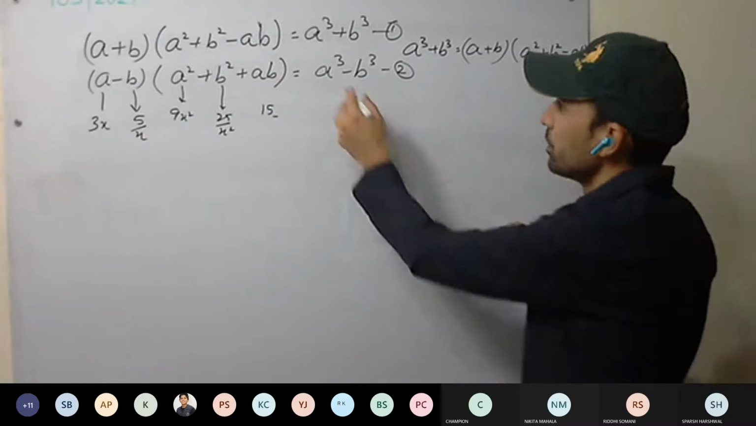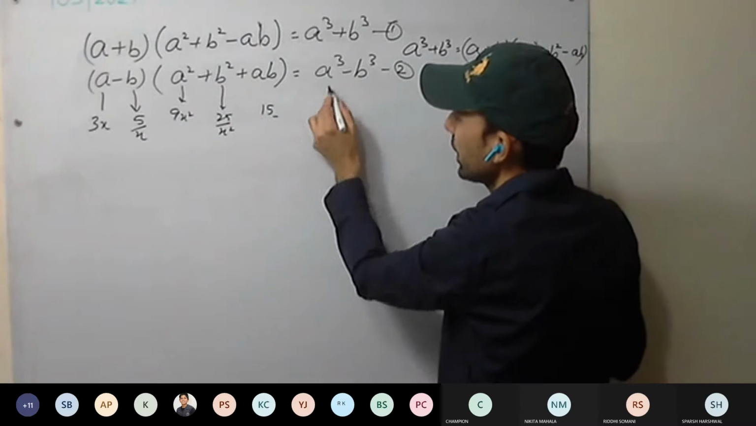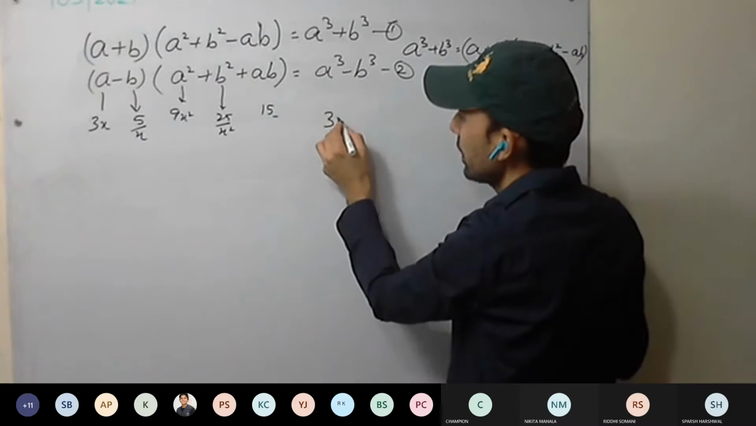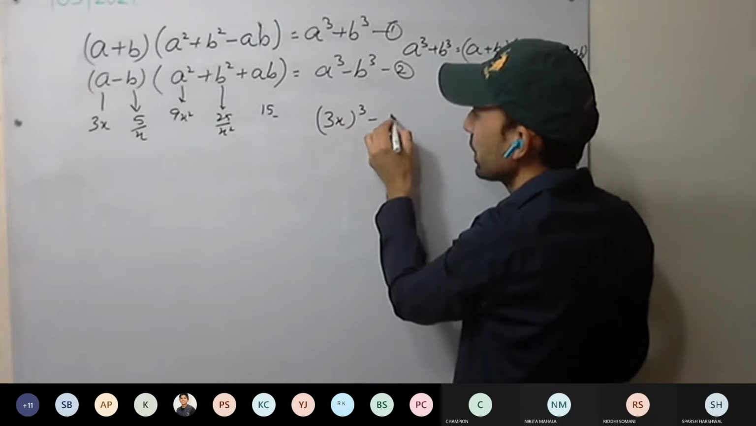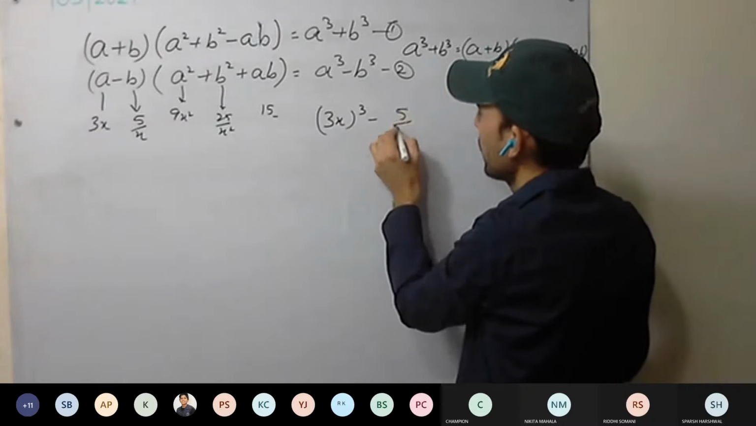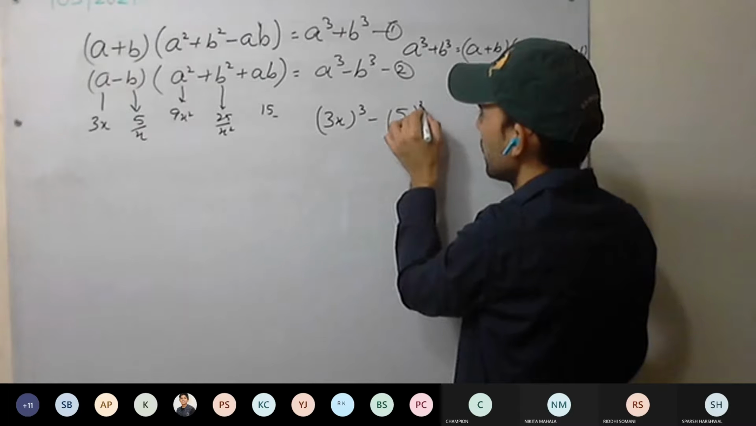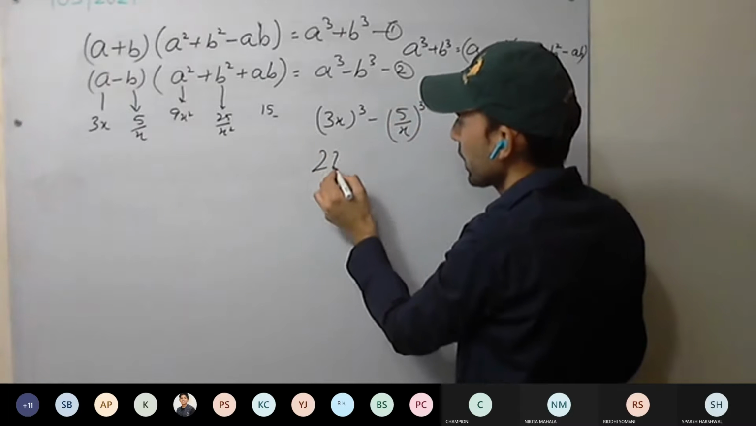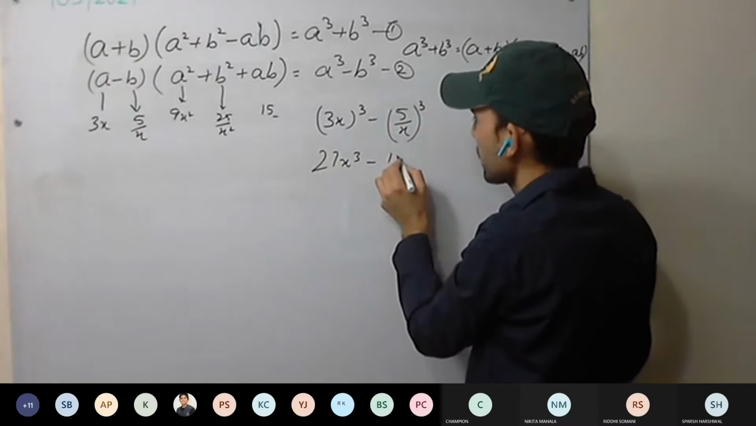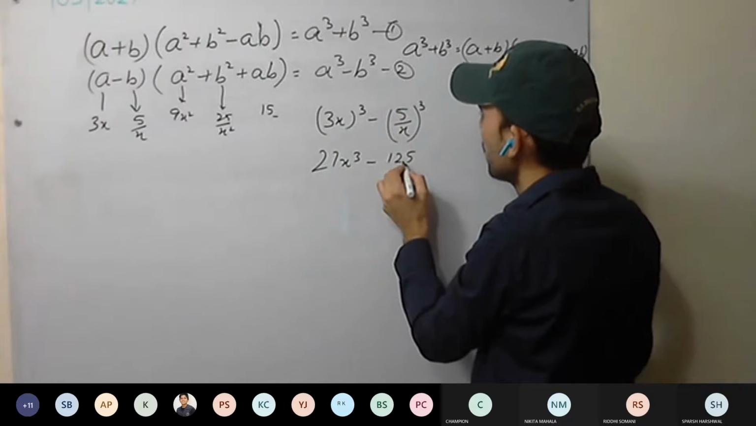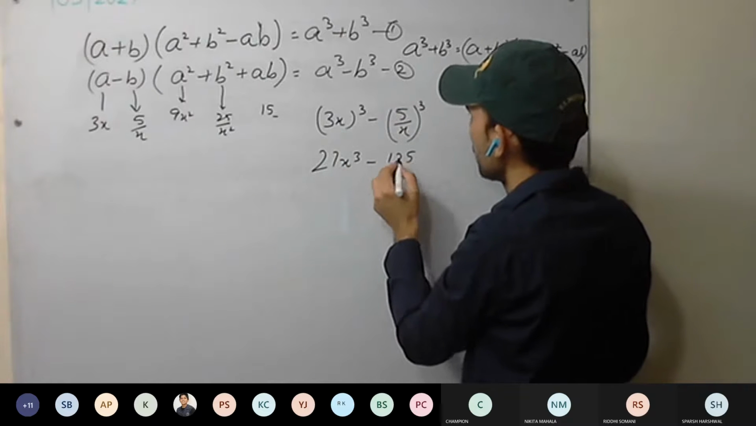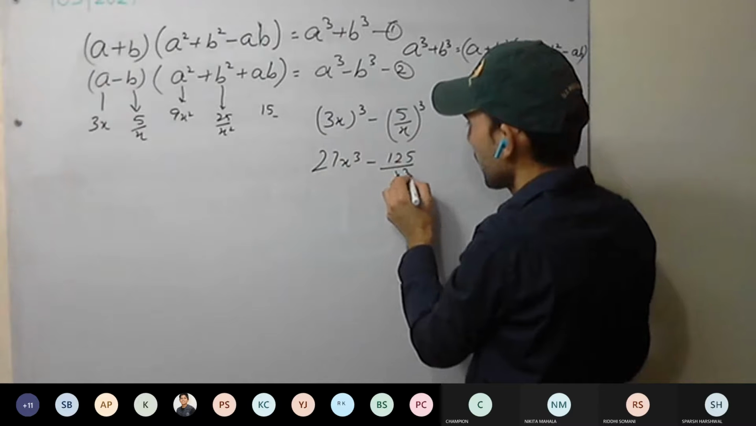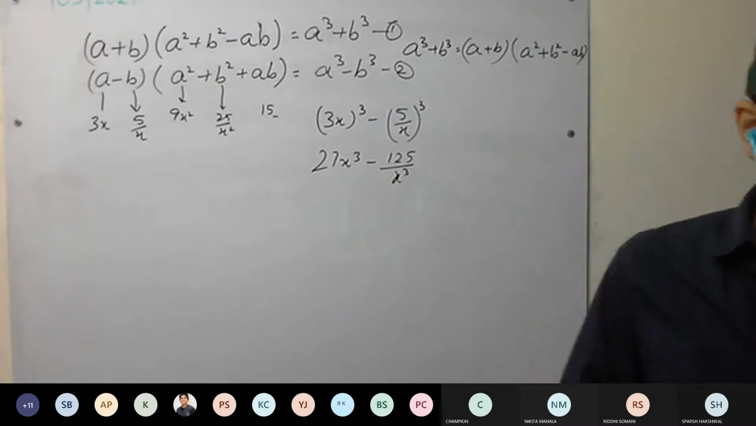So what are you going to get? a cube minus b cube: (3x) the whole cube minus (5 upon x) the whole cube. So how much? 27x cube minus 125 upon x cube. This answer you will be getting.